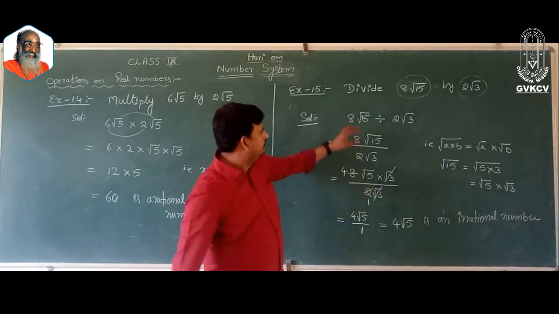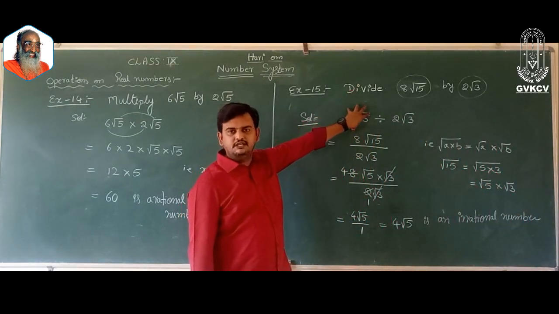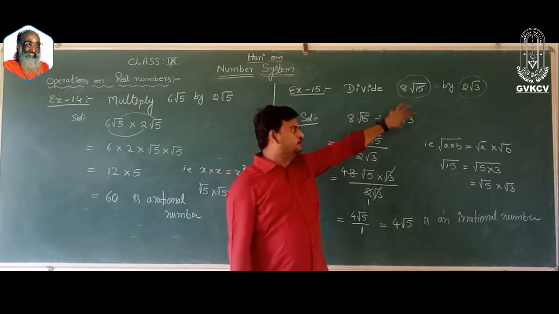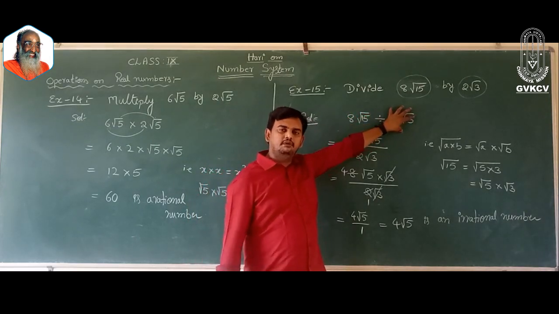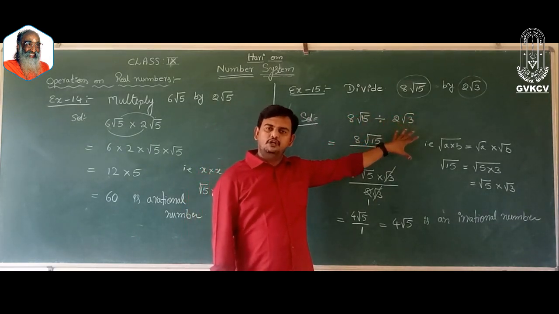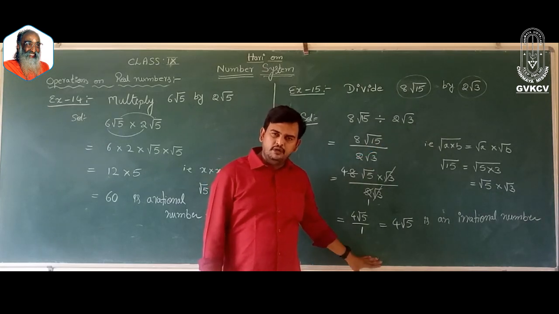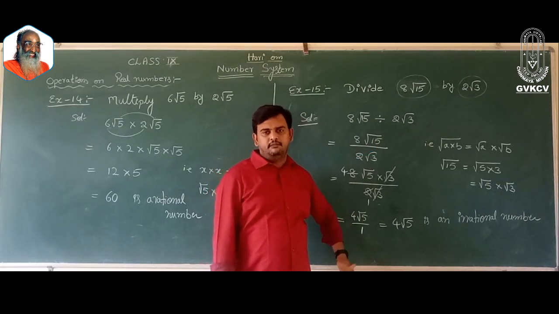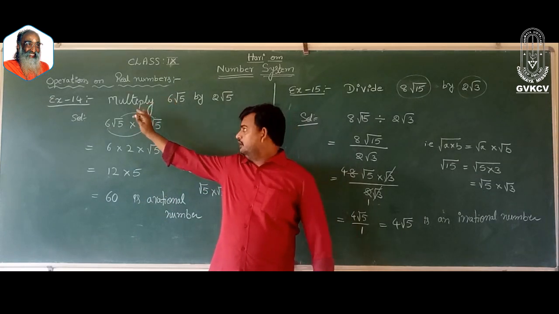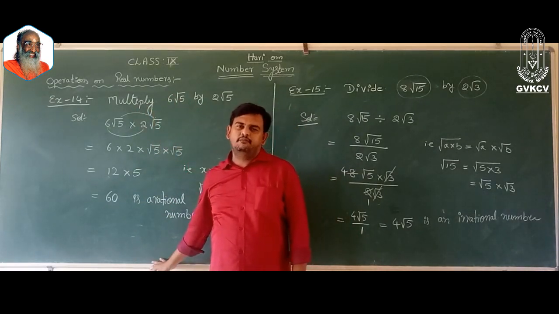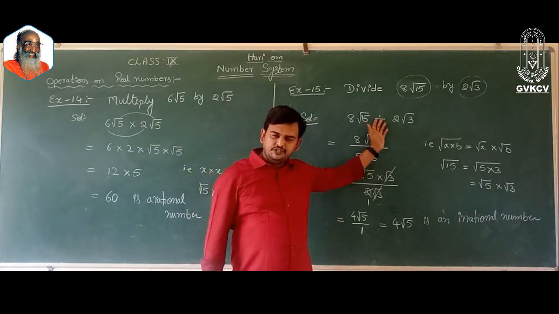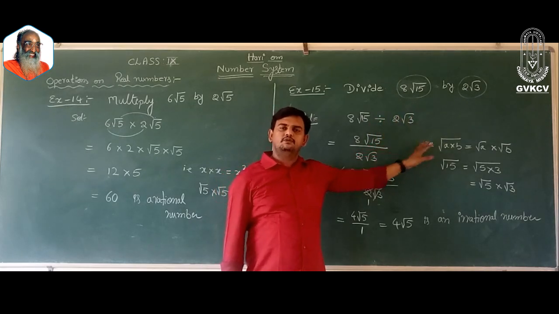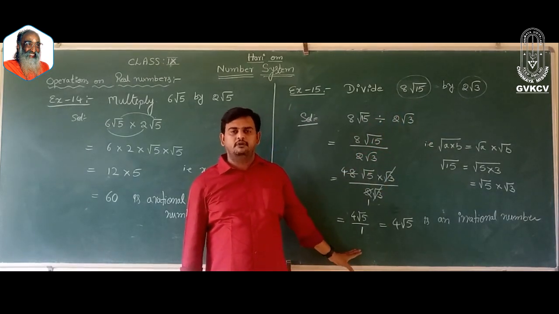So, here 8 root 15 is an irrational number. 2 root 3 is also an irrational number. By dividing these two irrational numbers, again we have an irrational number. Here, product of like surds gives us a rational number. Division of two unlike surds, we have an irrational number.